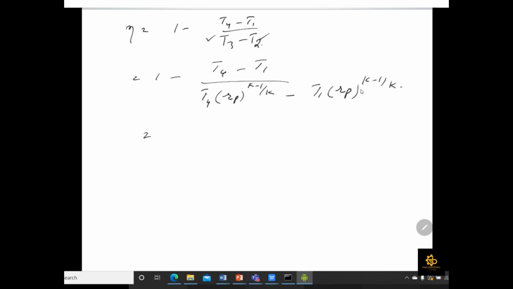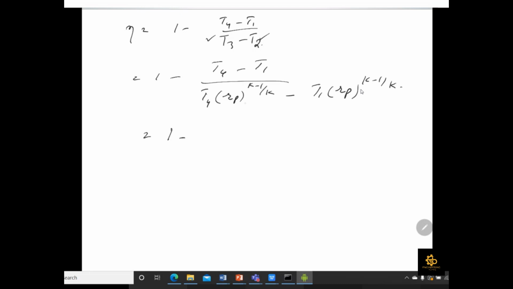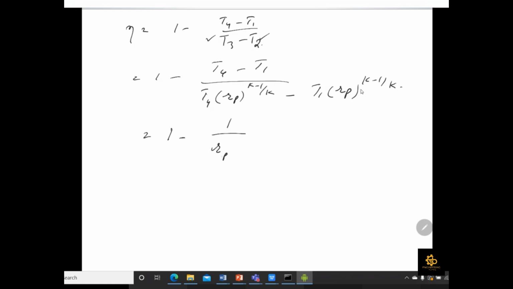If we take RP common from the denominator, then the T4 minus T1 can be eliminated, and it turns out to be 1 over RP to the power (K minus 1) over K. So this is the efficiency for your Brayton cycle.